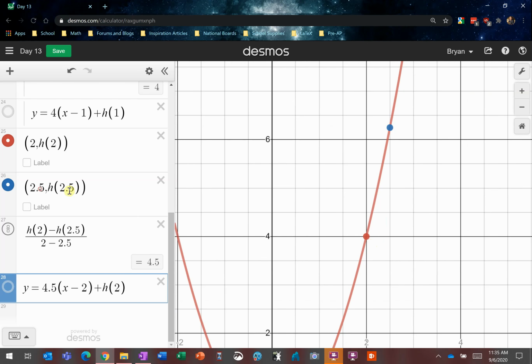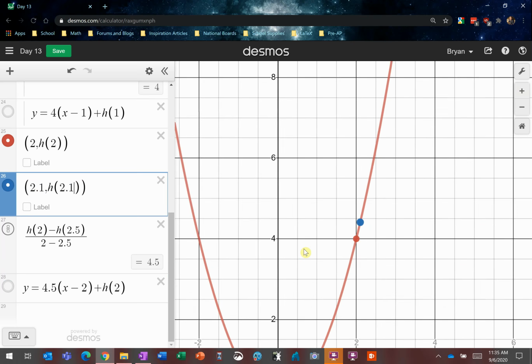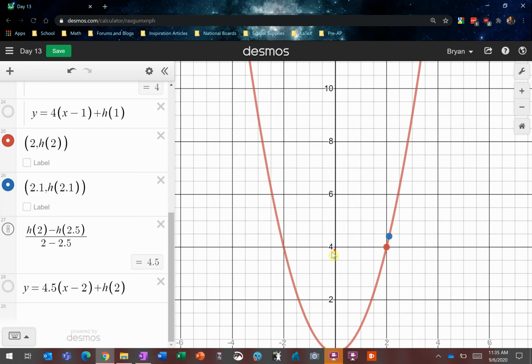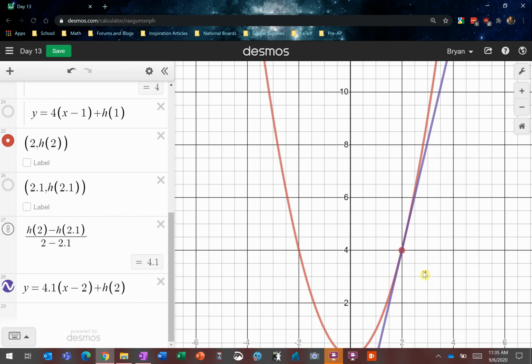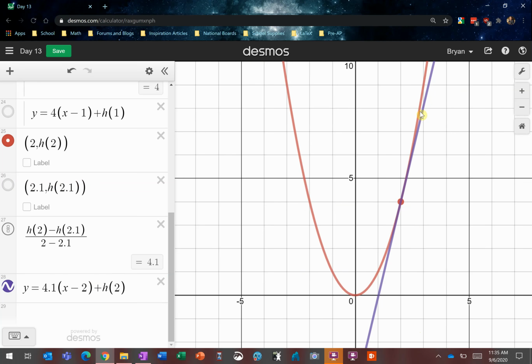So instead of 2.5, what if I use 2.1? I think this is going to bring these points really close together now. Yeah, look at that. If I zoom out, they're almost right on top of each other. That's pretty darn good. And this is the nice part about using Desmos, or this formula, is we can get even better. This gives us a slope of 4.1. Let's turn that on. I'll turn off this second point, and let's go ahead and zoom out. Look at that. That looks really good.